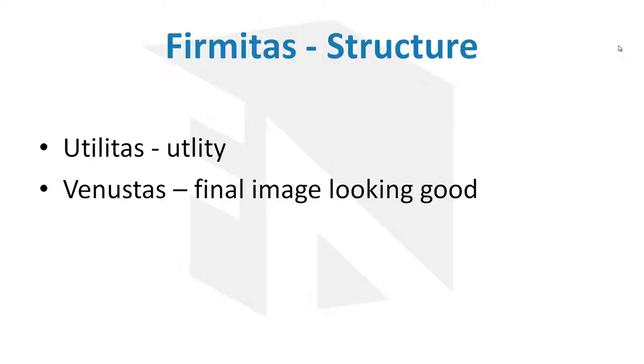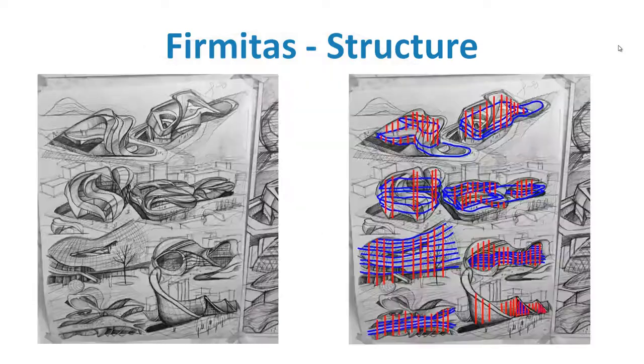Right, so firmitas, this is the structure. Utilitas, this is the utility. Venustas, the final image looking good. So let's have a look. On the left hand side, we've got weird organic architecture. Right hand side, we've got, ignore that this looks kind of like a prison with bars.